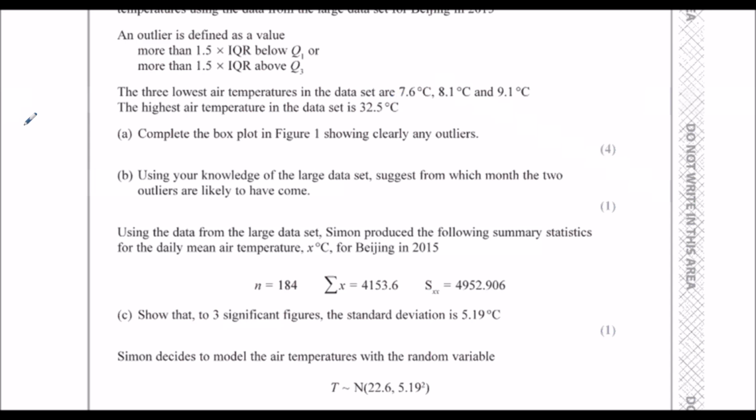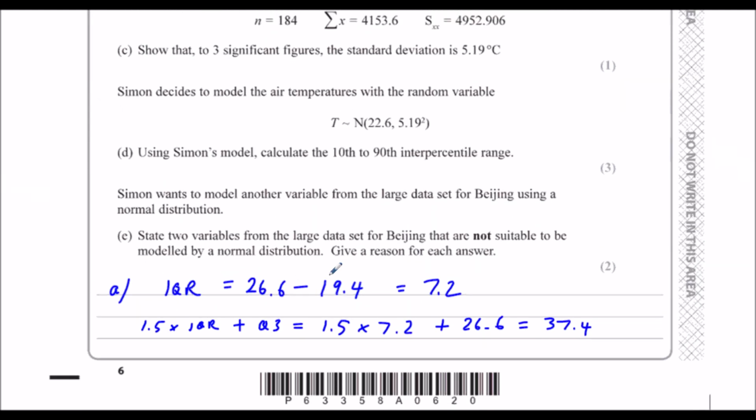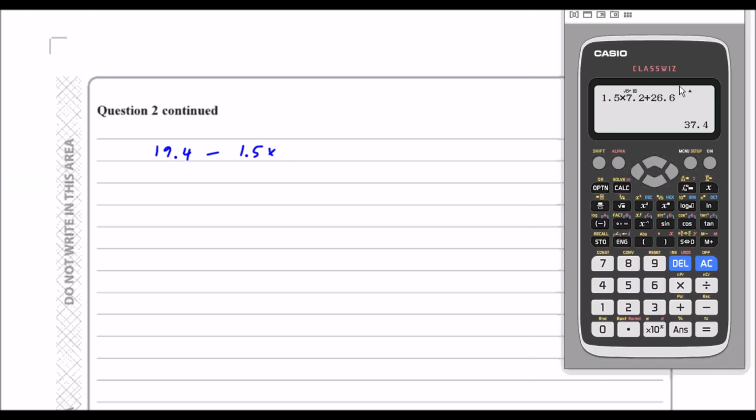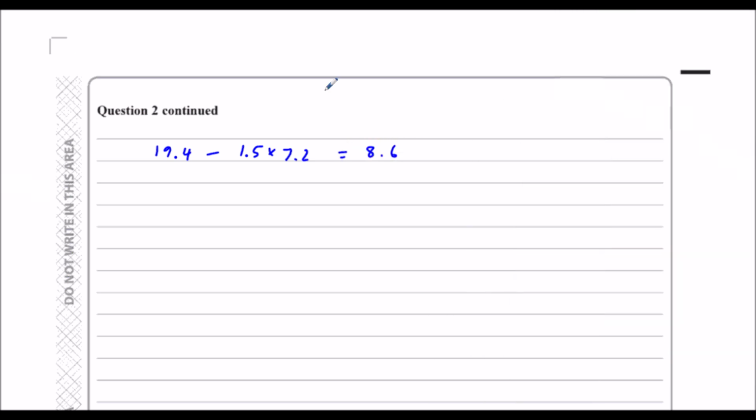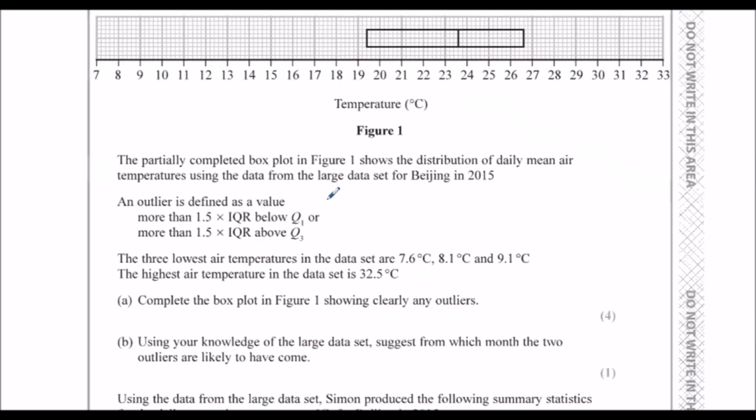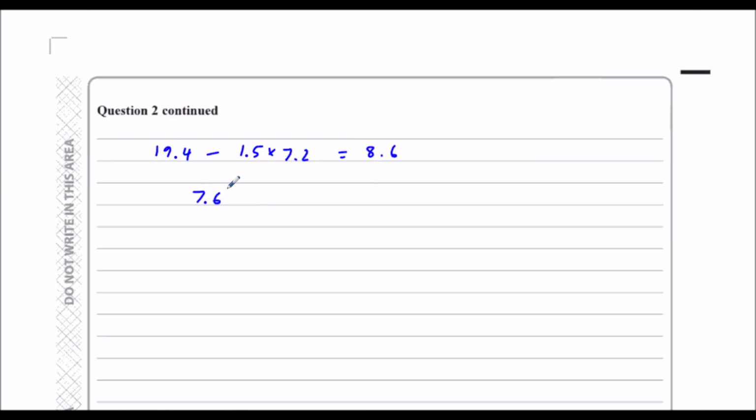So 32.5 is not an outlier. Or we want the lower quartile, which was 19.4, take away 1.5 times the interquartile range, which was 7.2. So 19.4 take away 1.5 times 7.2 gets us to 8.6. So anything below 8.6 is an outlier. So 7.6 and 8.1 are both outliers.